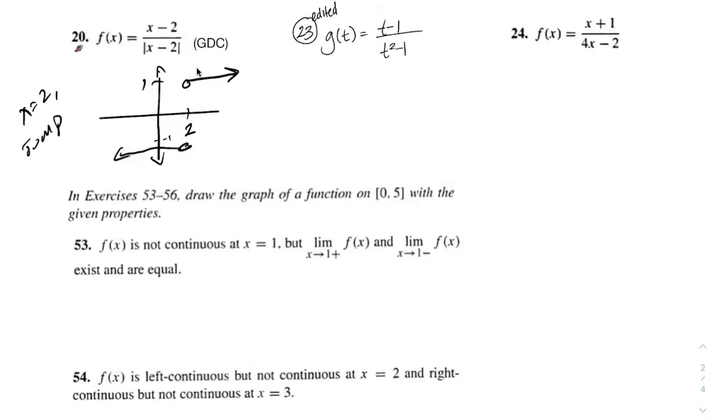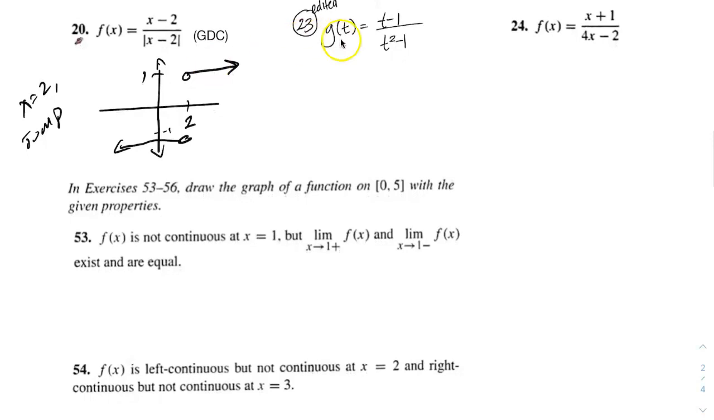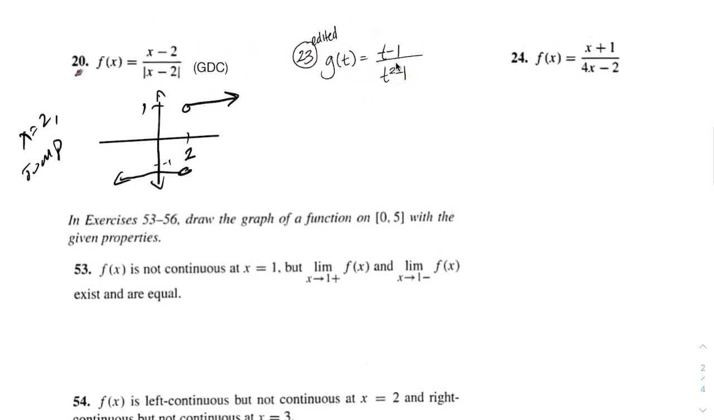So there we go. 23. I did this one out a bit. So now this one, you can try to draw it. Now, before you draw, if you remember stuff from math analysis or algebra 2, you could actually factor the bottom. The difference of two squares. These cancel out and you get 1 over t plus 1.